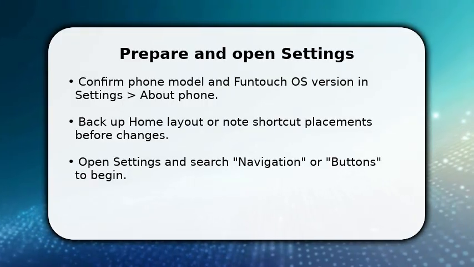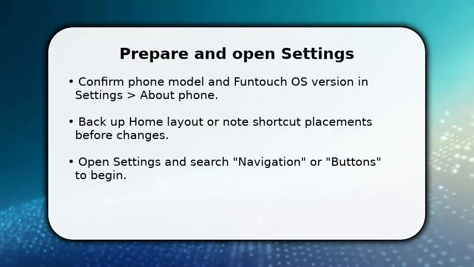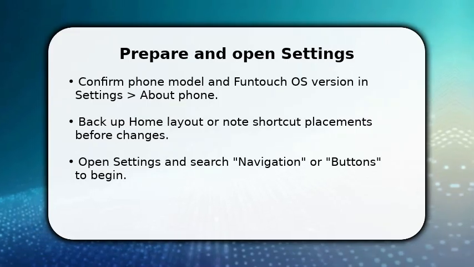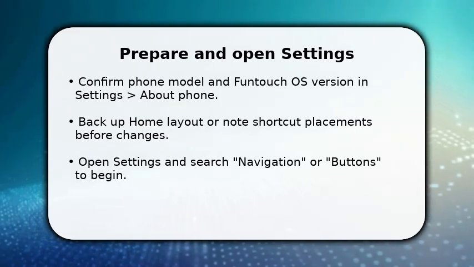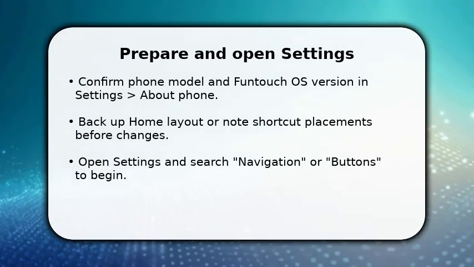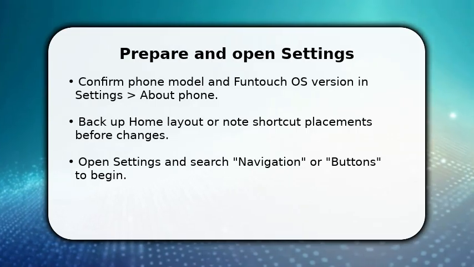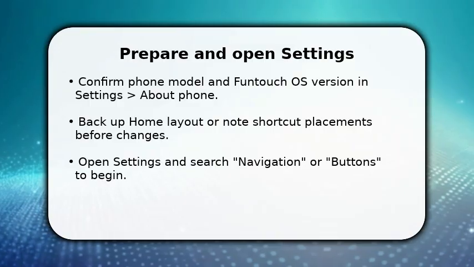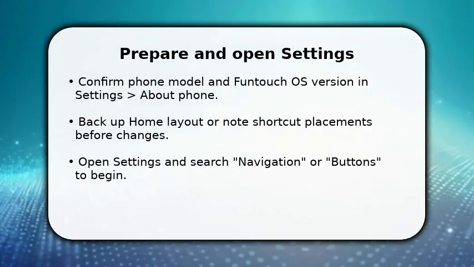You start by confirming your Vivo model and FunTouch OS version so the exact navigation options match. Back up your home layout or note icon placements in case you reset. Once done, open Settings and use the search bar to find Navigation or Buttons quickly. This jumps straight to the controls you need. You do this because different versions move the toggle locations.